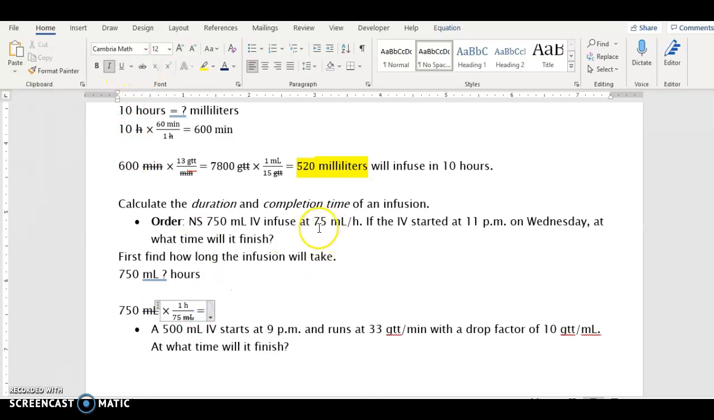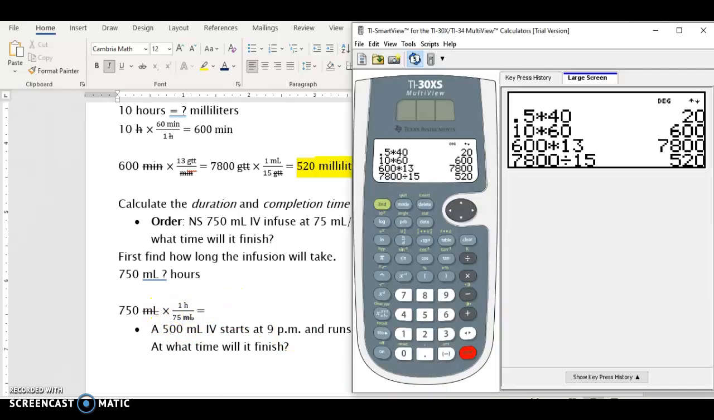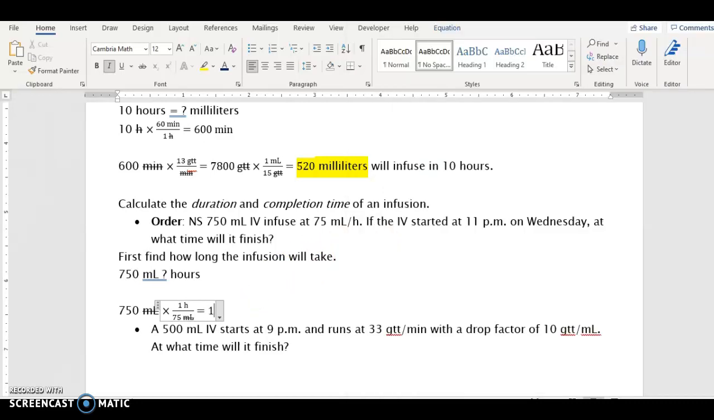Remember the flow rate is 75 milliliters per hour. That's like saying 75 milliliters per 1 hour. So that's why we put 1 hour in the numerator and 75 milliliters in the denominator. The units of milliliters cancel. So essentially what we're doing is taking 750 and dividing it by 75. That's going to give us 10. So the duration of the infusion is 10 hours. It will take 10 hours for the infusion to finish.